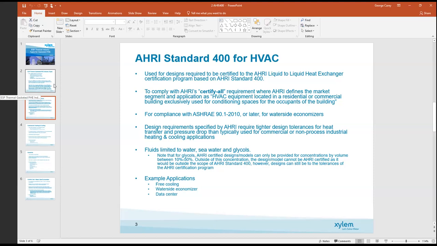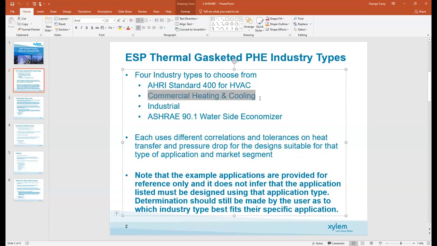So if you have an application where, for instance, you've got a domestic water plant, in that case you'd select the commercial heating and cooling. If it's conditioning space, you're always going to select AHRI Standard 400. If you've got an industrial application, you would select industrial. So if you have steam, then steam wouldn't fall under AHRI Standard 400, so you would go to industrial. To my understanding, the difference between some of these is the allowable tolerance in the material that they publish. So if you always want to make sure that things have been tested and proven to the exact design conditions, the safest bet is to do it to the AHRI 400.